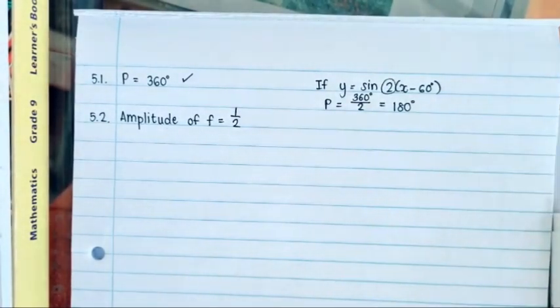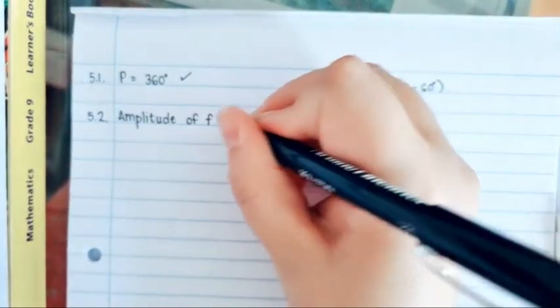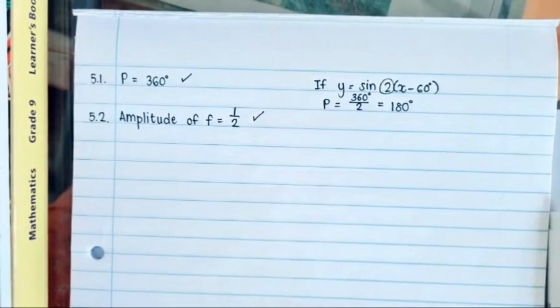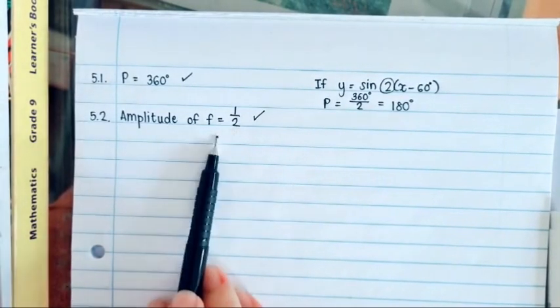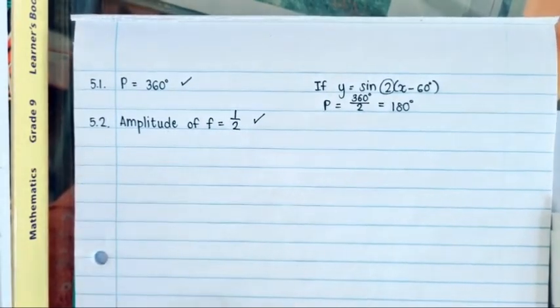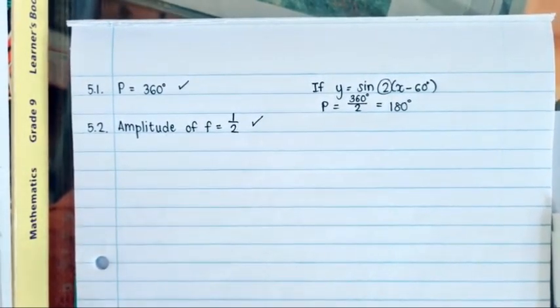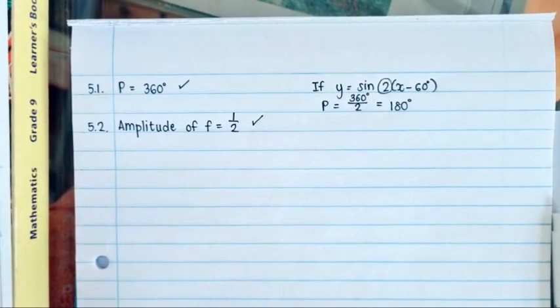Right, and that was also a 1 mark question. But guys, if you said negative a half, you wouldn't get this mark, because the amplitude is the distance and distance can't be negative. So it has to be positive a half. The A value is negative, yes, but the amplitude is positive.